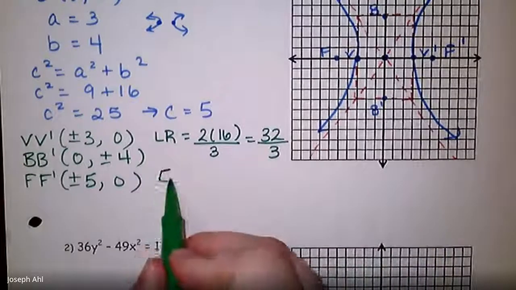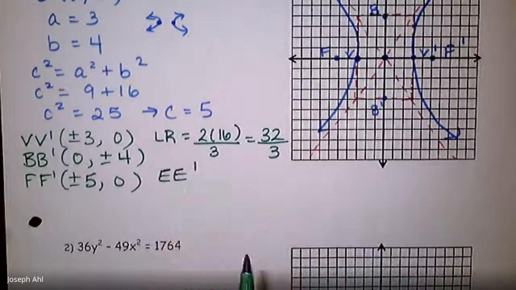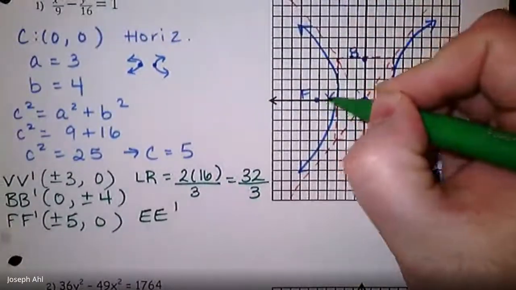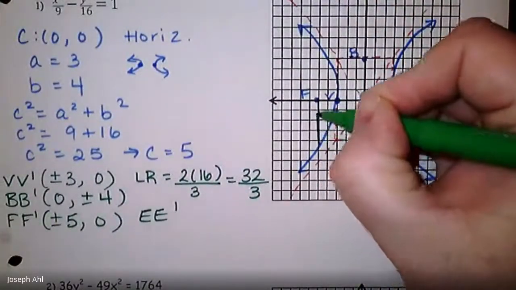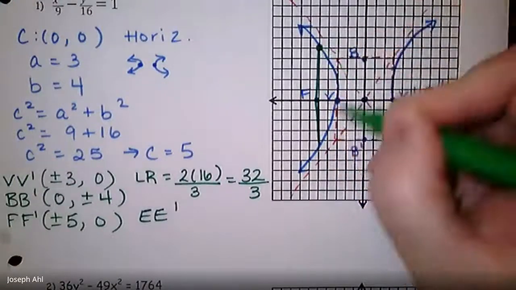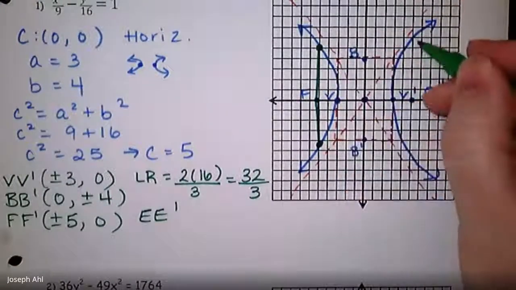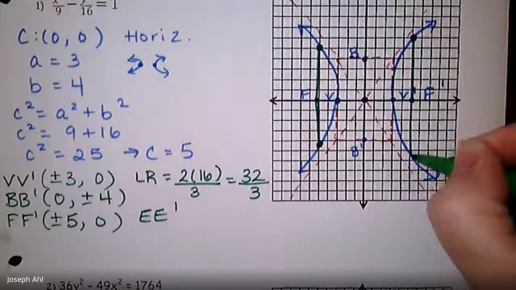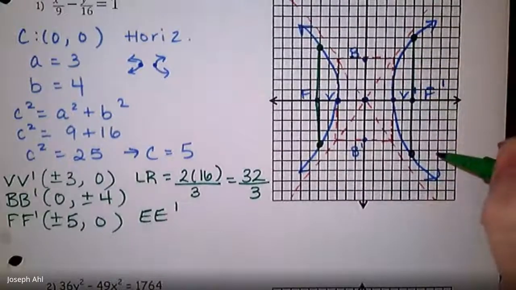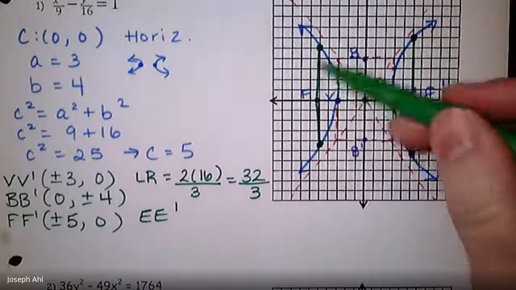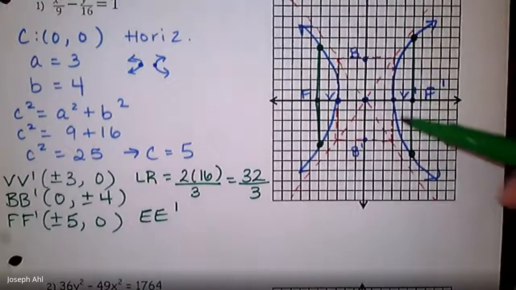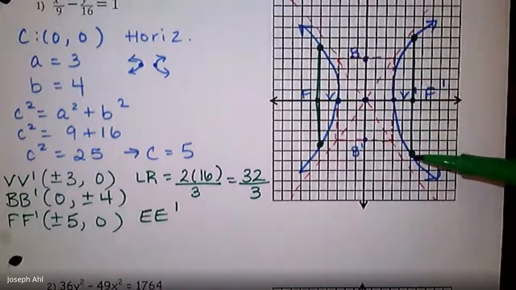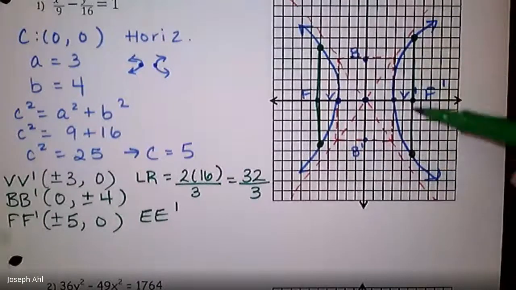So how do I get to the ends of the LR? Where are they even located? Well, the LR is those segments that go through the foci. Okay. So we've got an endpoint here and here. And then we've got endpoints here and there. Okay. Now those in theory should be the same size. One looks a little bit bigger on my sketch than the other, but they should each have a length of about 32/3. How do I get to those endpoints?